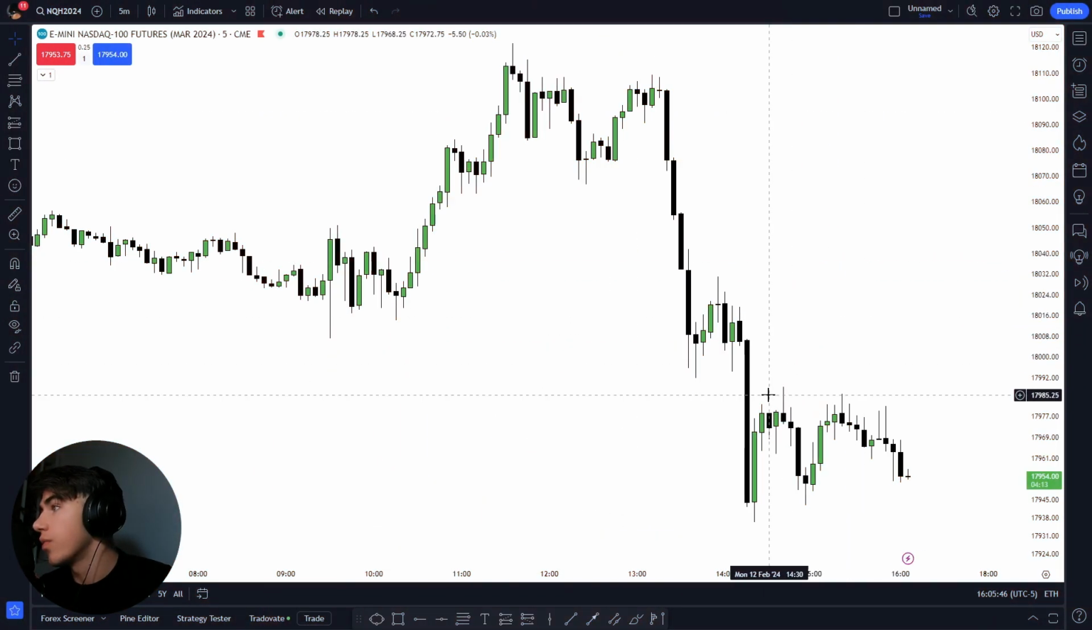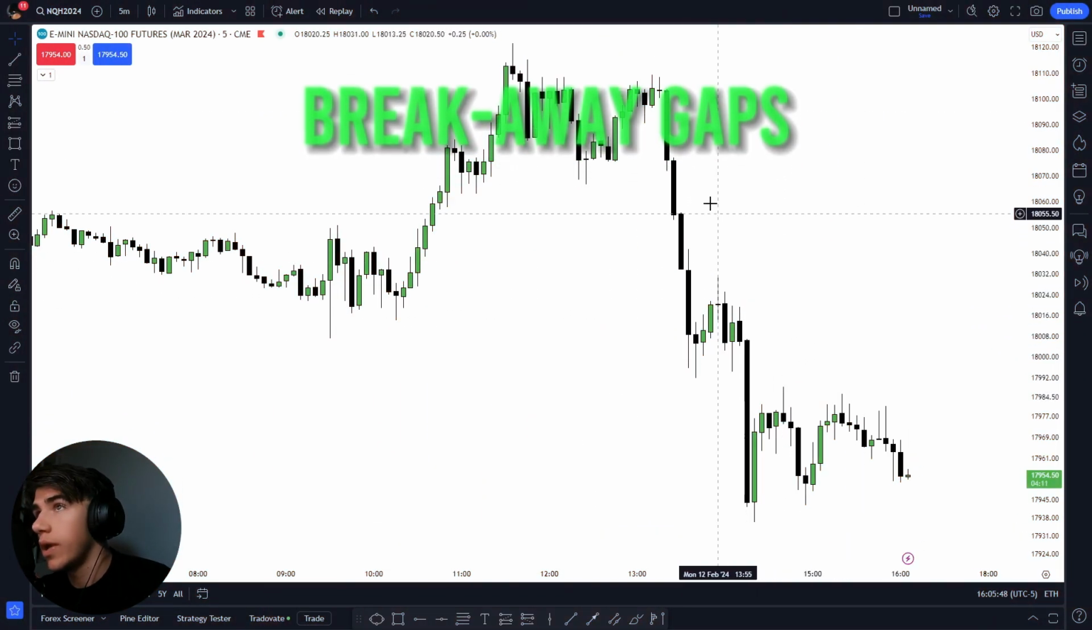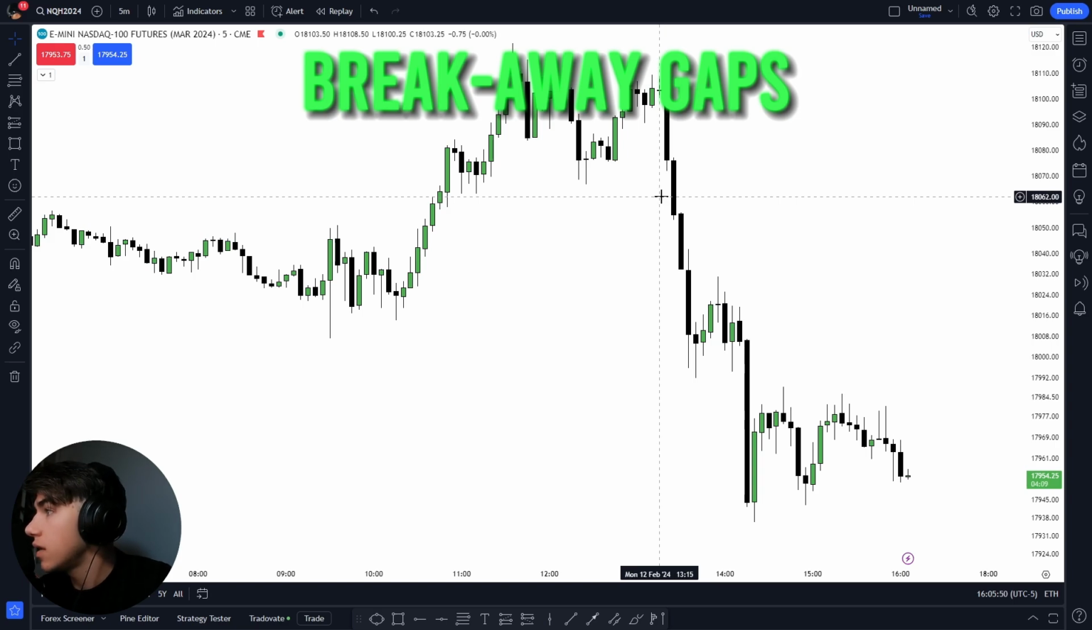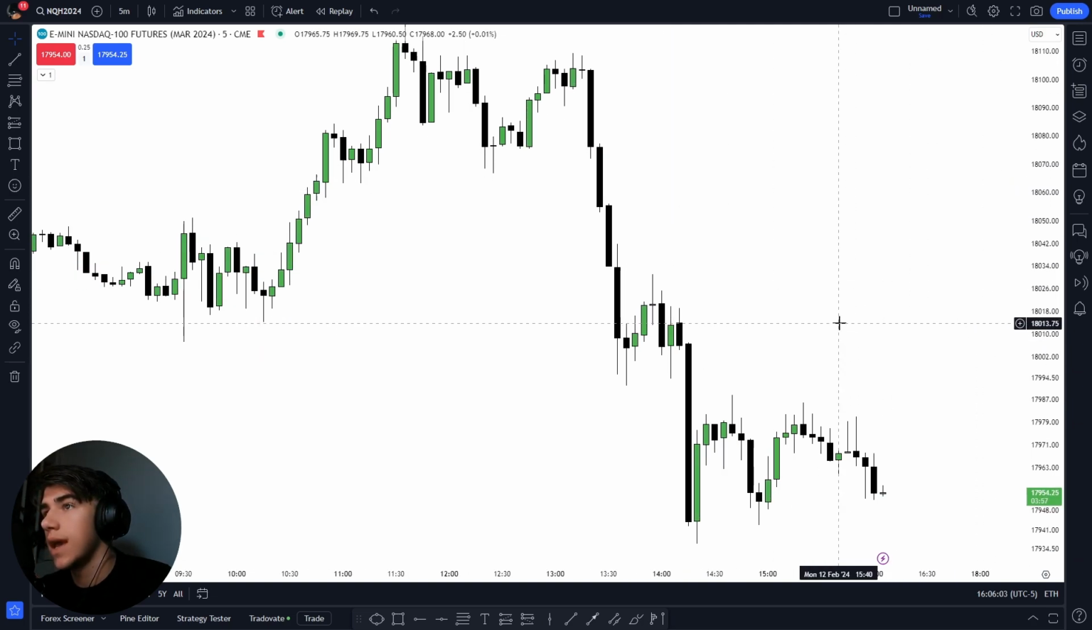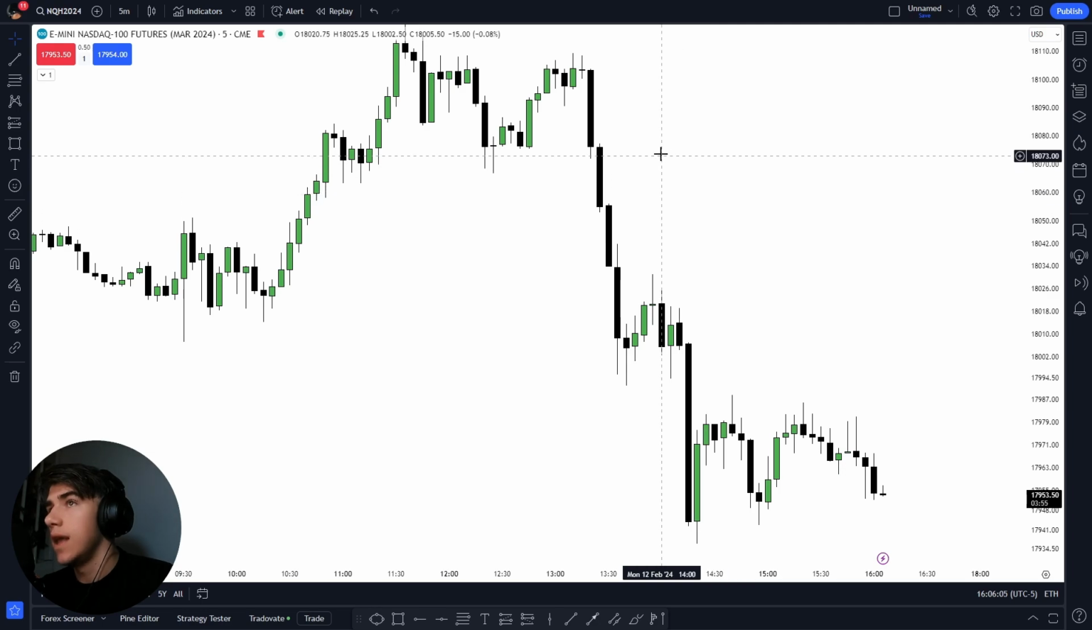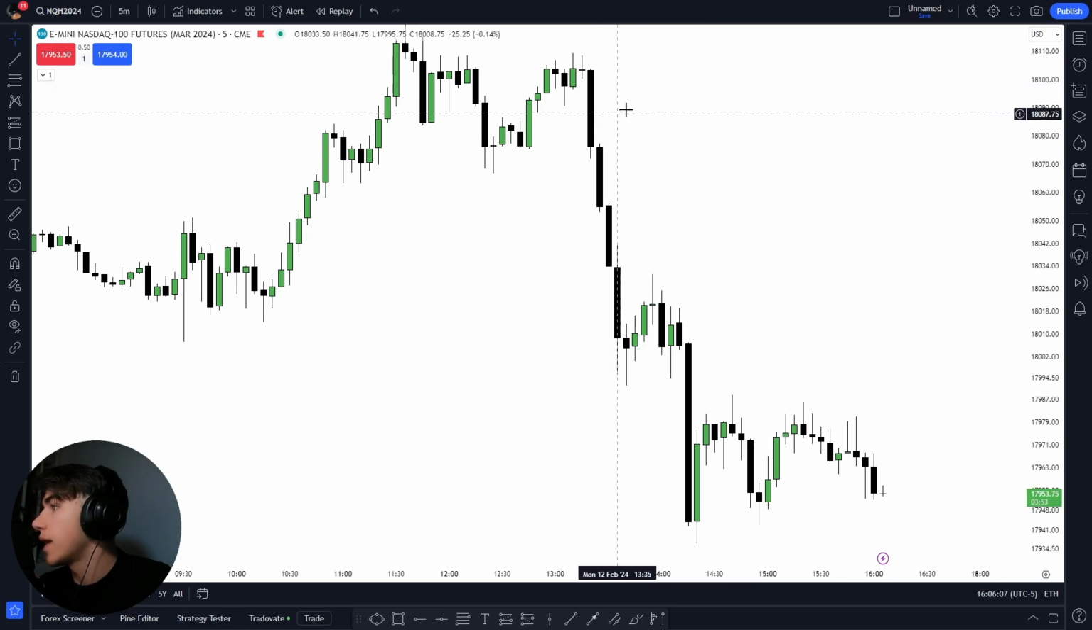Now the next thing that we're going to talk about is what we call breakaway gaps. Now some people like these and some people don't. I'm personally a bit in the middle. I find them useful sometimes, and other times they kind of don't make sense or are kind of useless. But what a breakaway gap really is, is a gap that never gets traded back into, right?